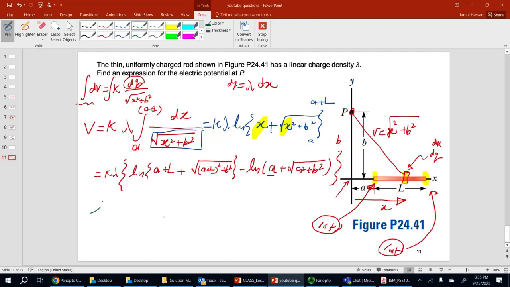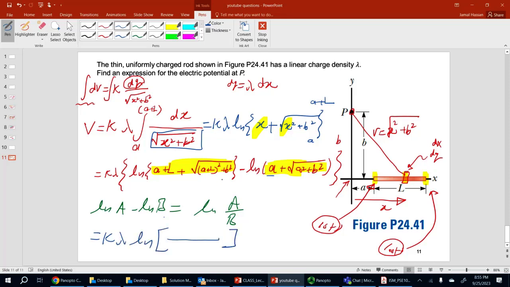You know that ln a minus ln b, you can write it as ln a divided by b, right? So let's say this is our a and this is b. So you can write it in a little bit more compact way. The answer could be equal to k lambda ln, let's say this term, I don't want to write it again, this term you write it here, and this term you write it here. Okay, so that's the expression. Okay, hope this is clear.